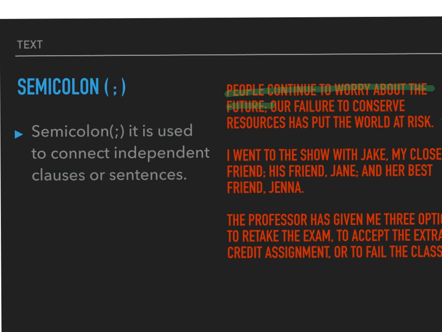So these two sentences are independent sentences, or you can say independent clauses, because they can be used independently. Now semicolon is used to separate two independent clauses. Let's go to another example of how semicolon is used.